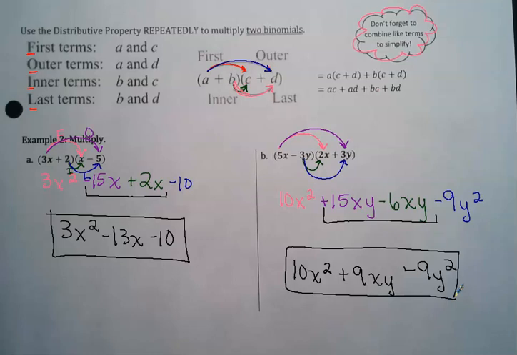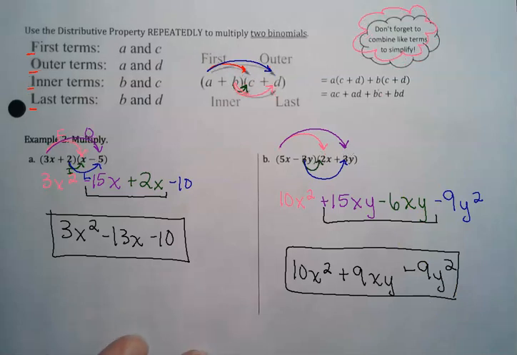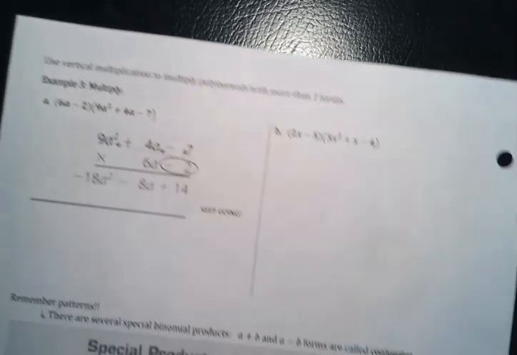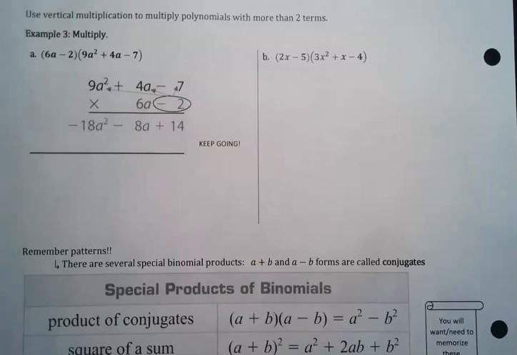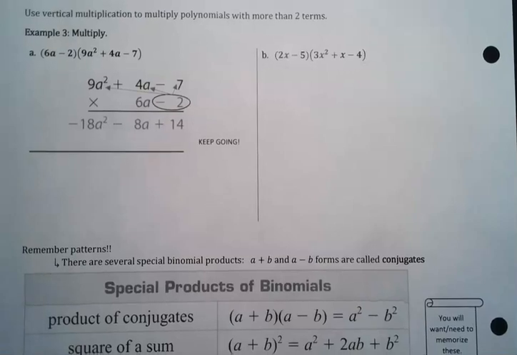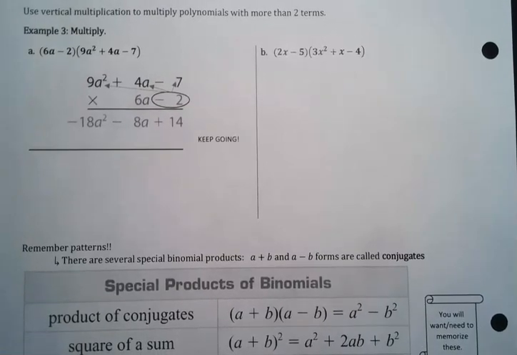All right, great. So hopefully learning this FOIL method is not too bad. You might have seen it previously, but we're going to be using it a lot. Then, moving on, we're going to use vertical multiplication to multiply polynomials with more than two terms. Notice here we have a binomial times a trinomial. Vertical multiplication means we're going to set it up vertically, like we do old school multi-digit multiplication.